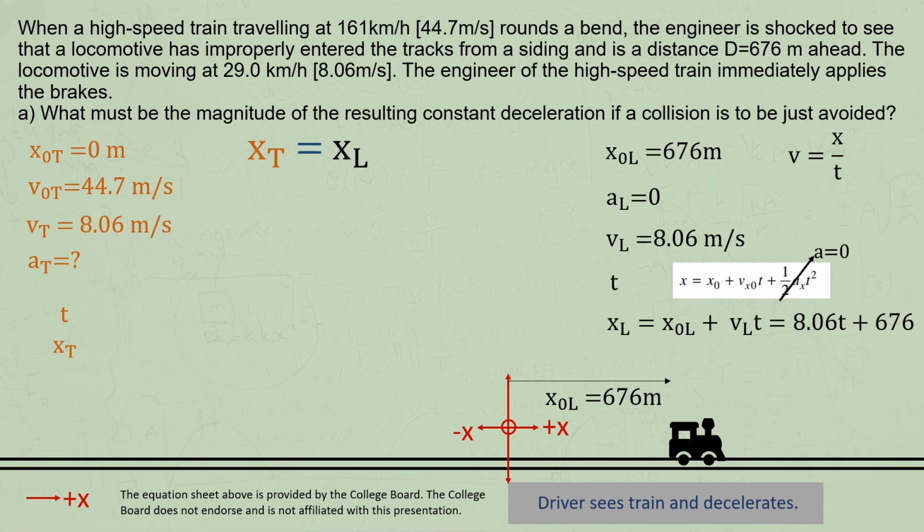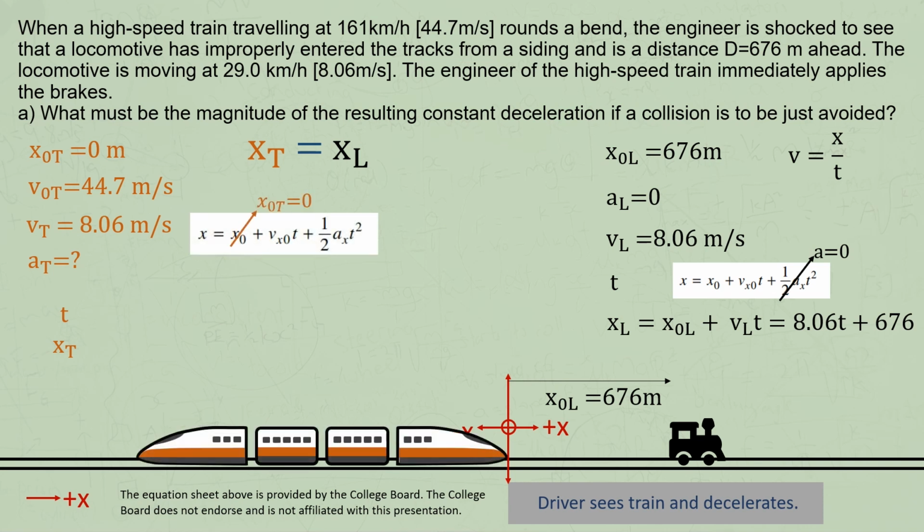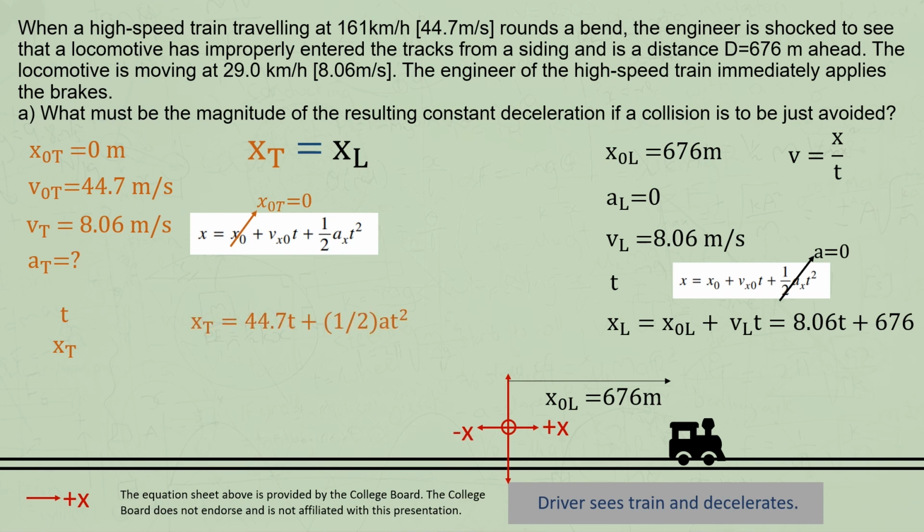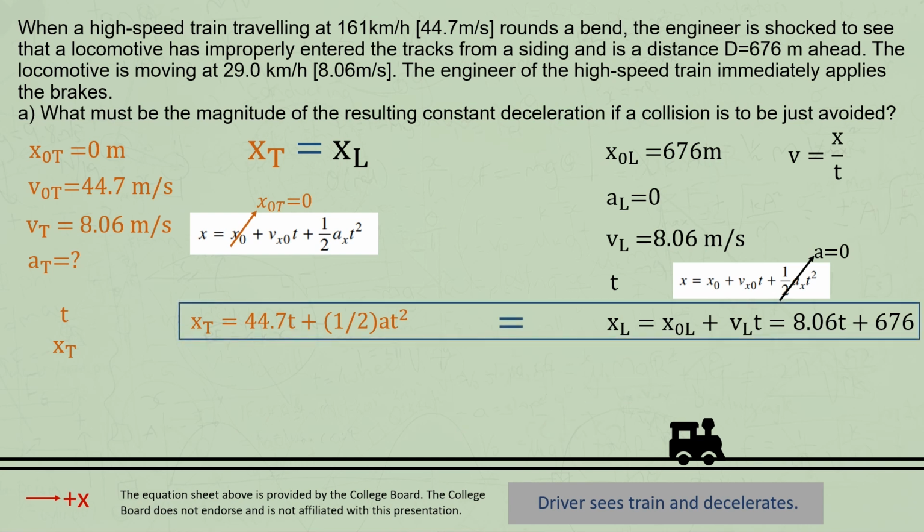We can also use this formula for the train, but now x0 is 0 because we set the origin to be where the front of the train is at the start of the time we're modelling. That is, the moment the engineer applies the brakes. Substituting the numbers in, we get this. Now, since the displacement must be the same at time t, we can make these equations equal, giving us this.